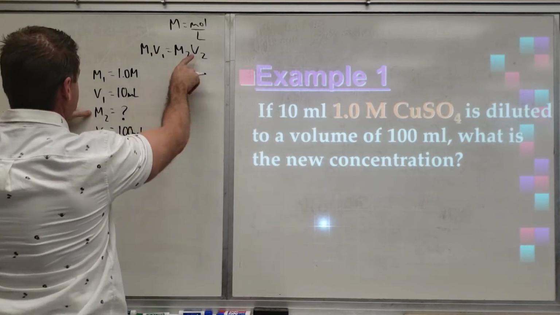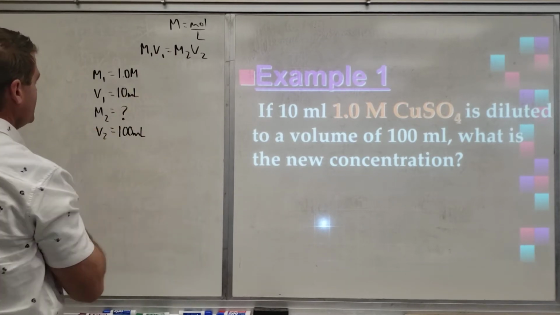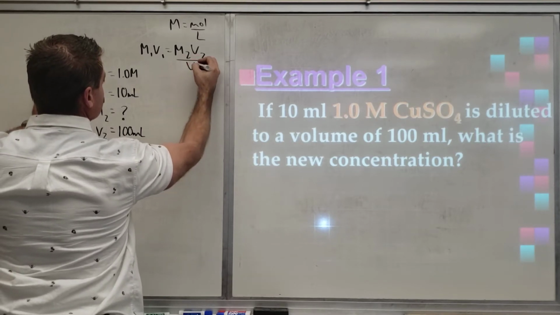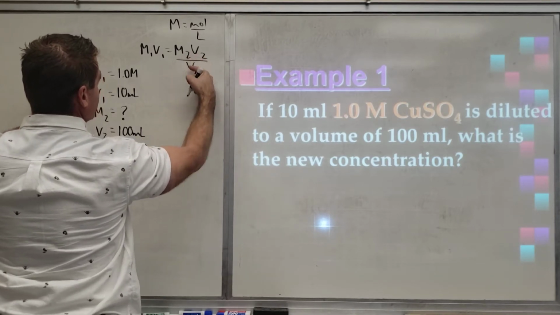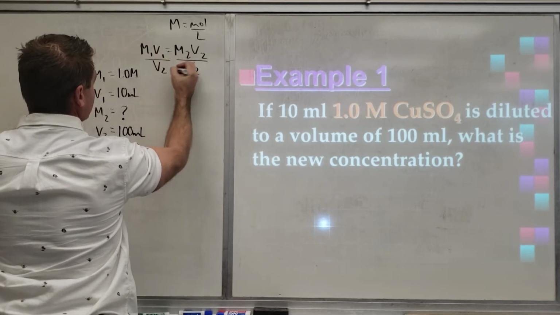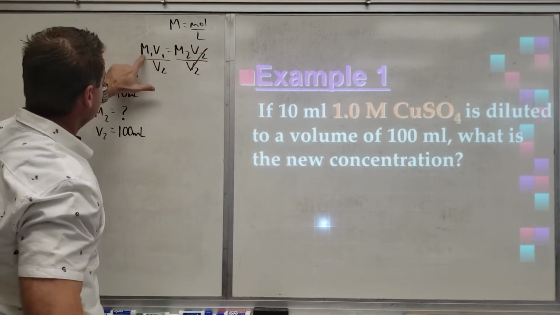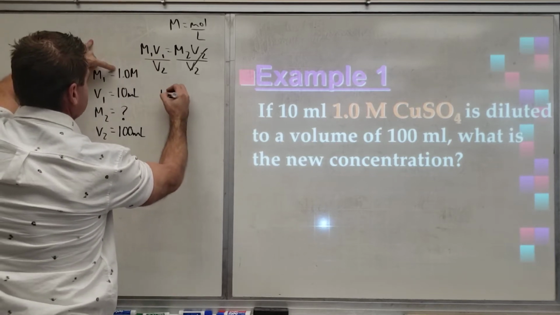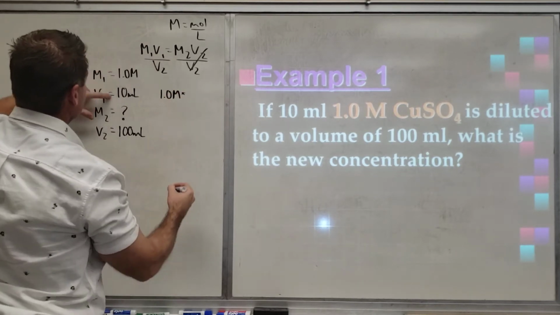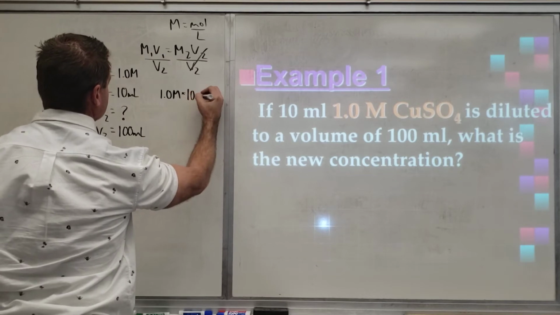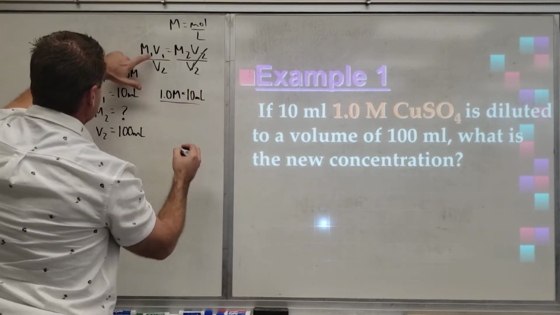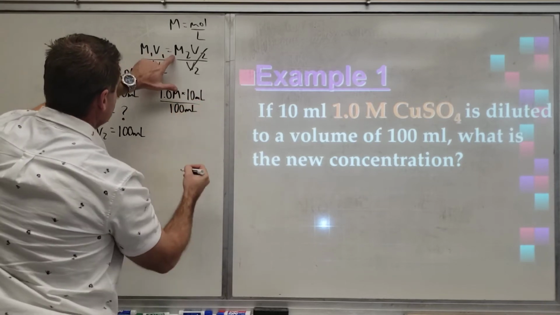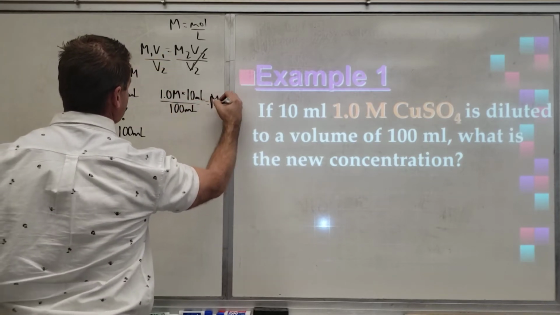So now look, I have my equation. Notice I'm solving for M2. So I want to get M2 by itself. So I want to get rid of V2. So I divide, because that's the multiply, so I do the inverse. When I do to one side, I do the other. So that's my equation. M2 is M1 times V1 over V2. So I'm going to put in M1, which is 1 molar, times V1, which is 10 milliliters, all over V2, which is 100 milliliters. And what does that equal? That should equal my M2, my new concentration.